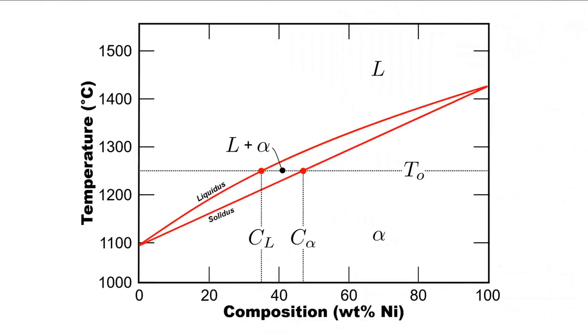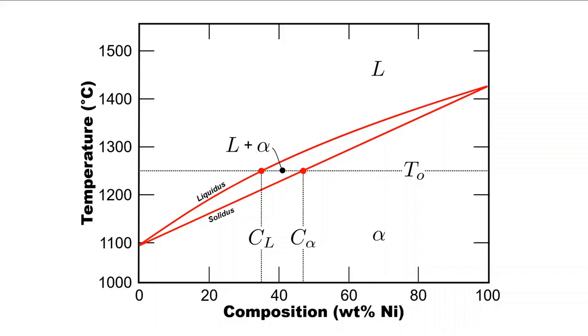We left off looking at a binary isomorphous system, one which changes from liquid at high temperature through some intermediate mushy zone consisting of liquid containing some solid, and then finally a completely solid phase. I also said that this was quite rare to have a metallic system do this. But there is one that we can use, the copper-nickel system.